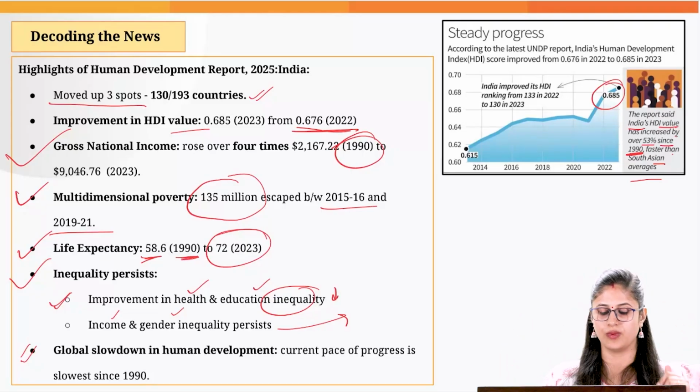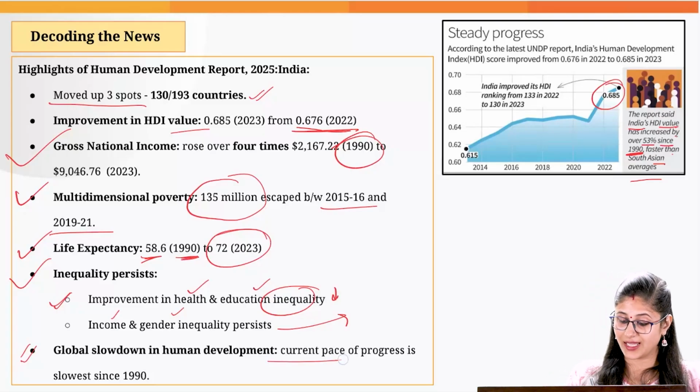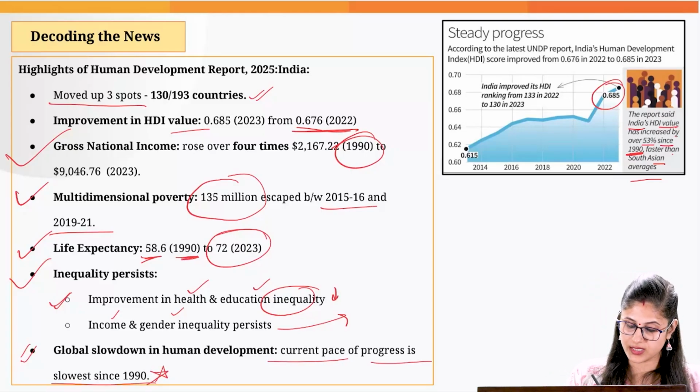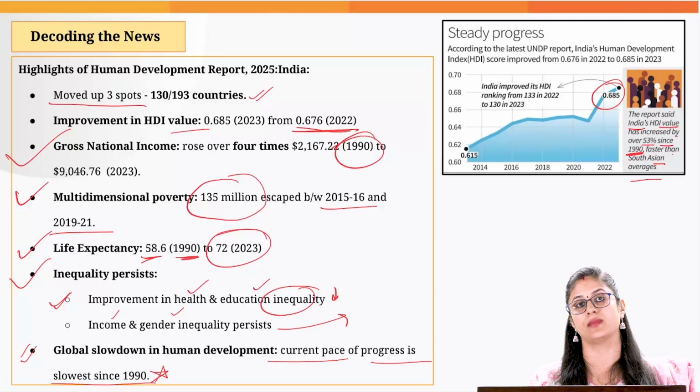And lastly, the report has pointed out that if you look at the global level, there has been a slowdown when it comes to human development. And the current pace of progress is the slowest since 1990. That's all that we need to know from today's Analyst.